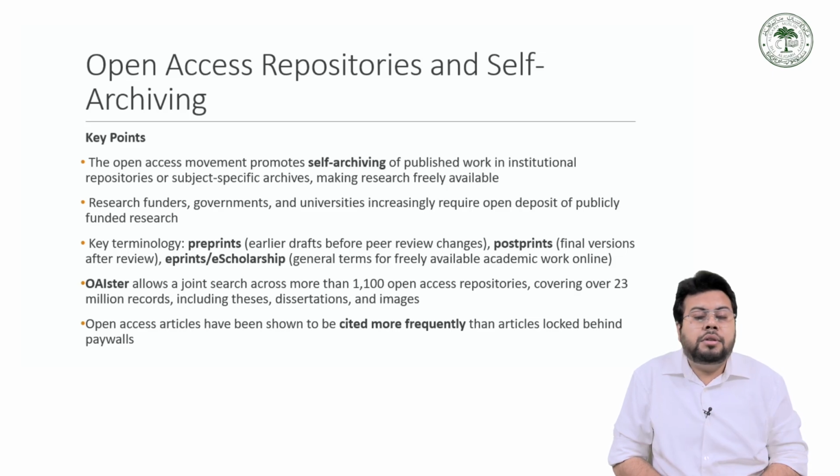Now, for searching across this whole open access landscape efficiently, OAIster is your best friend. It performs a single joint search across more than 1,000 repositories worldwide, including a huge volume of theses, dissertations, and even images you won't find on the internet or in conventional academic databases.